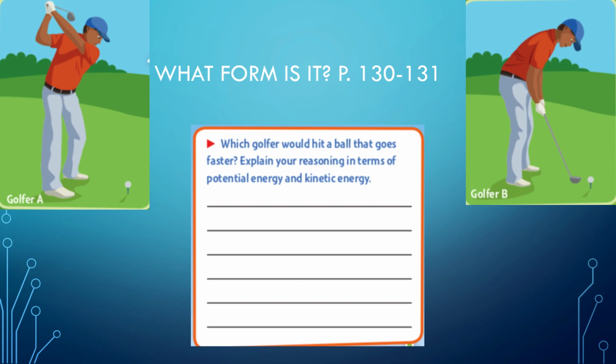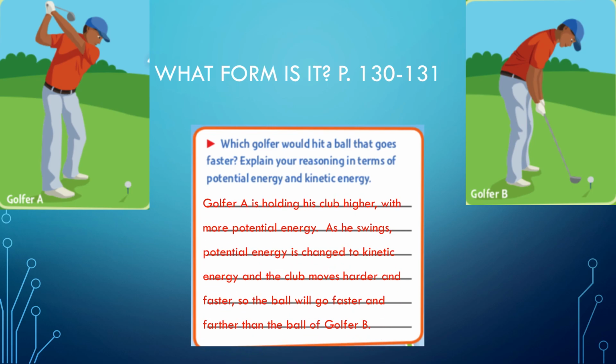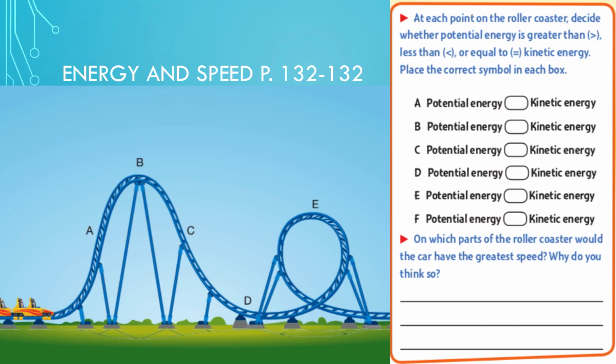Let's review these pages. Which golfer would hit a ball that goes faster? Explain your reasoning in terms of potential energy and kinetic energy. Golfer A is holding his club higher with more potential energy. As he swings, potential energy is changed to kinetic energy, and the club moves harder and faster. So the ball will go faster and farther than the ball of golfer B. Read pages 132 through 133.